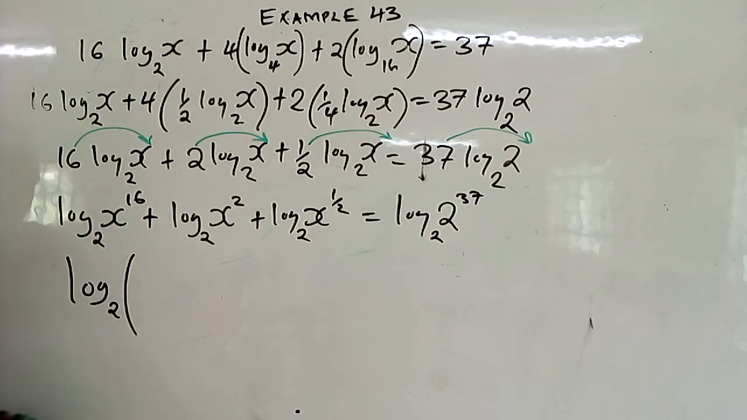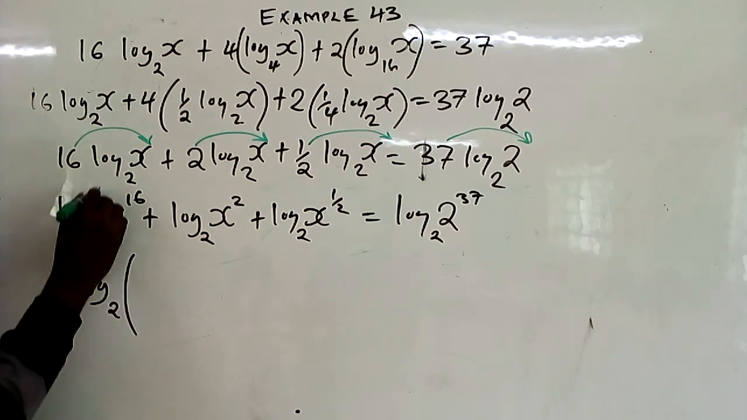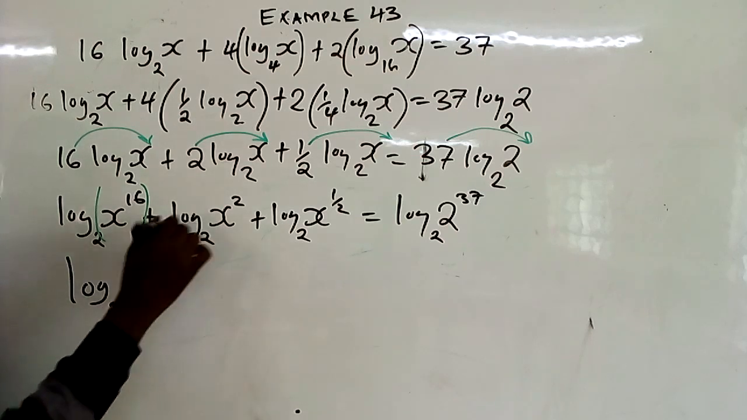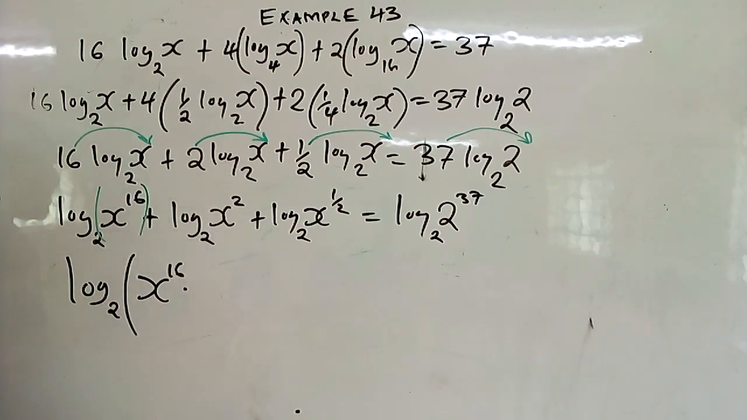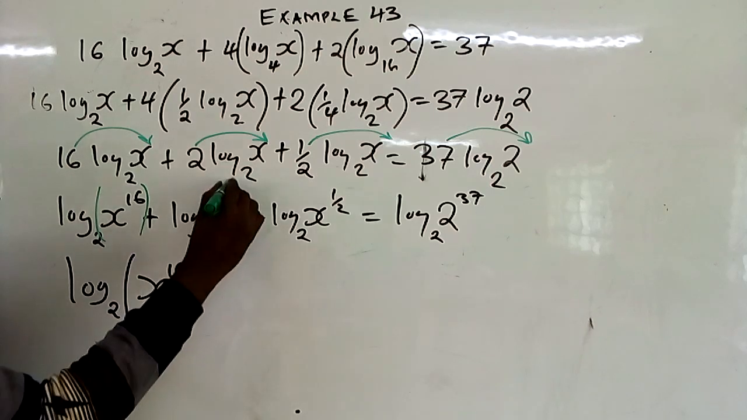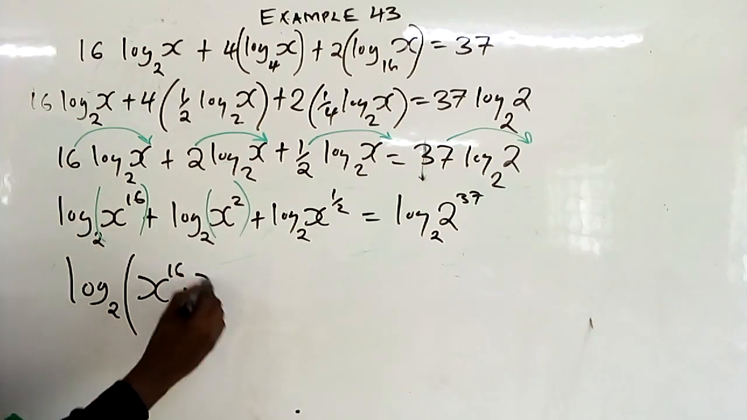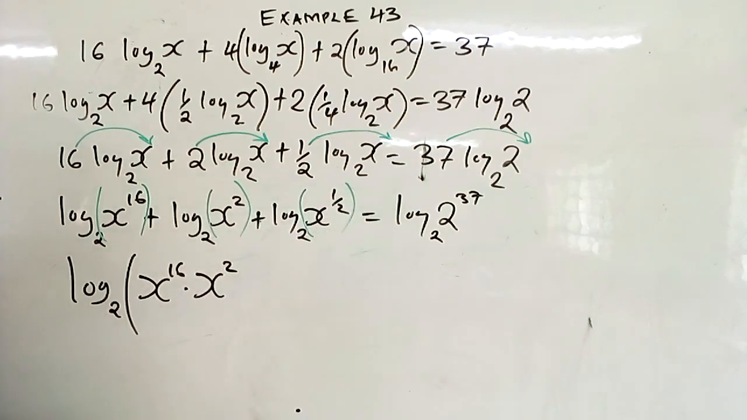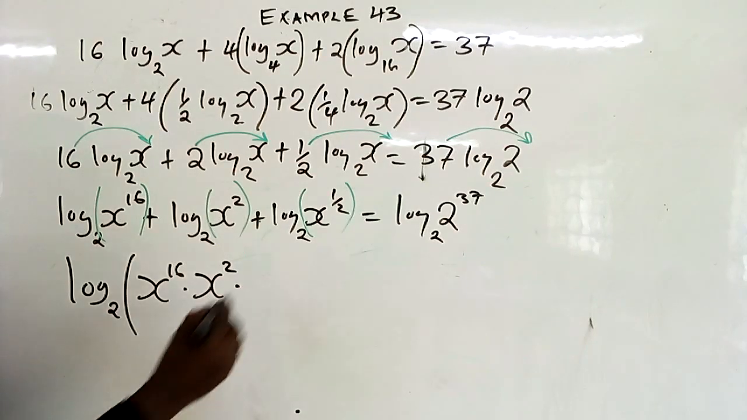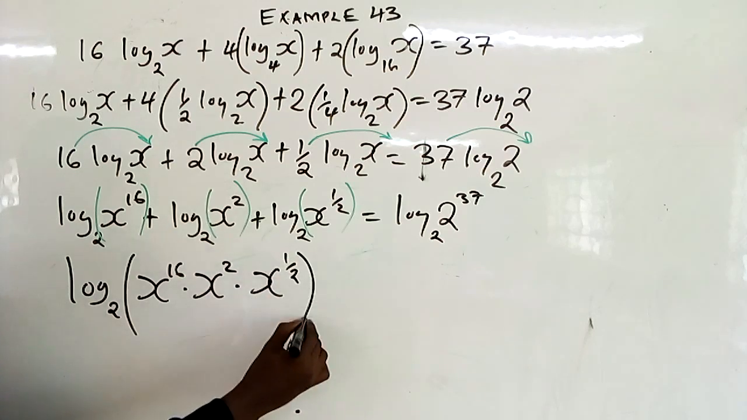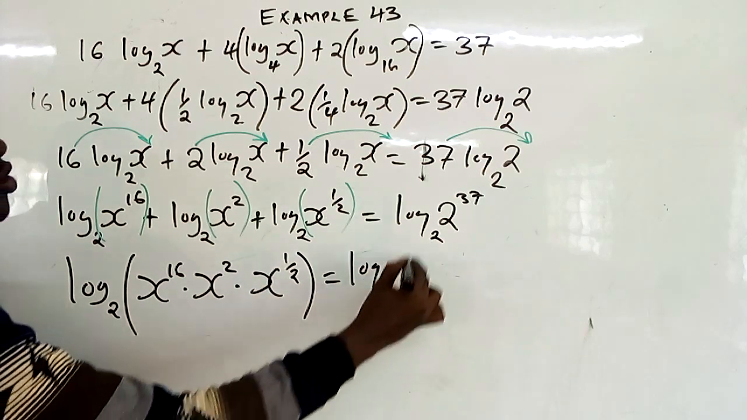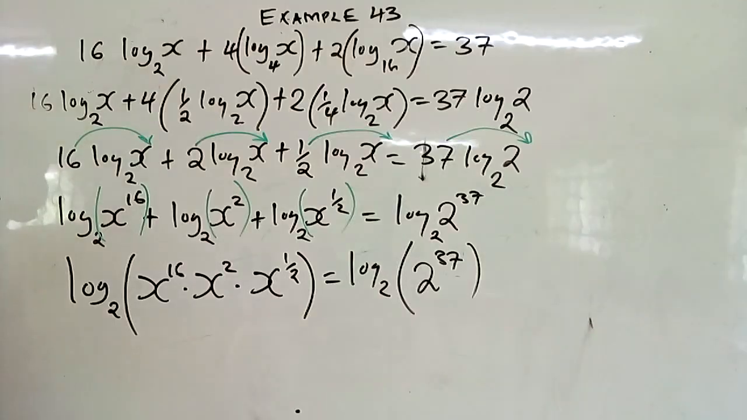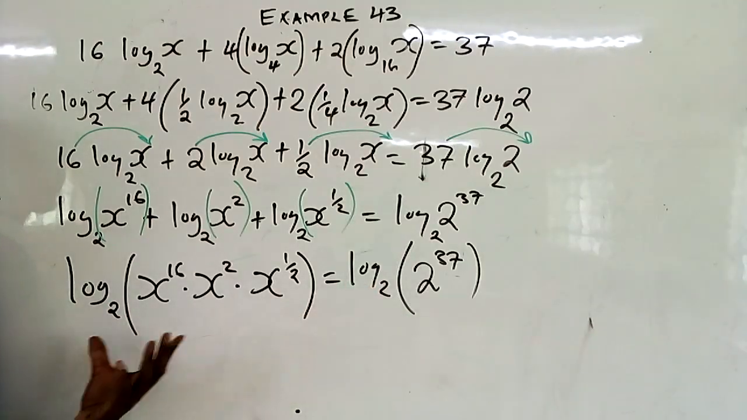So here we have, what do we have here? Here we have x raised to power 16. Then addition goes to multiplication, isn't it? We have x raised to power 2. Then addition again goes back to multiplication, isn't it? x raised to power a half is equal to log to base 2, 2 raised to power 37. Are you seeing that? You must ensure that both sides of the equation is one term.